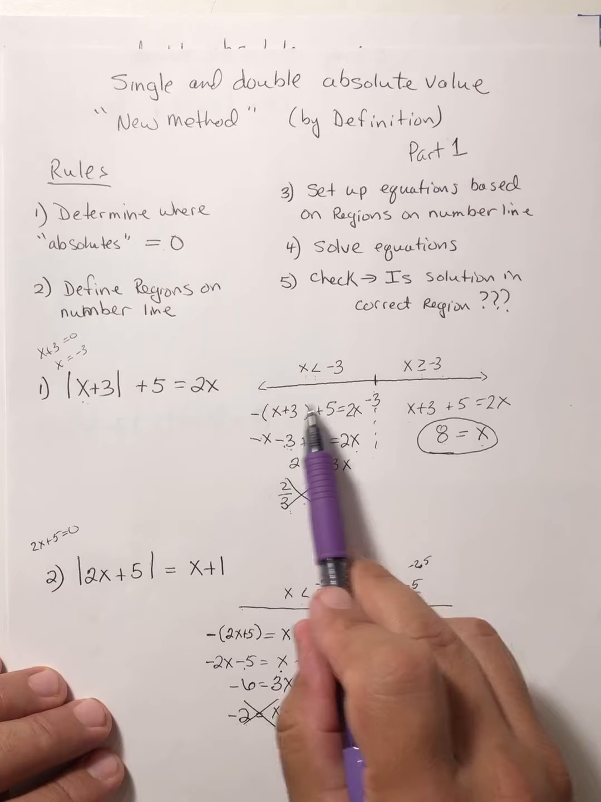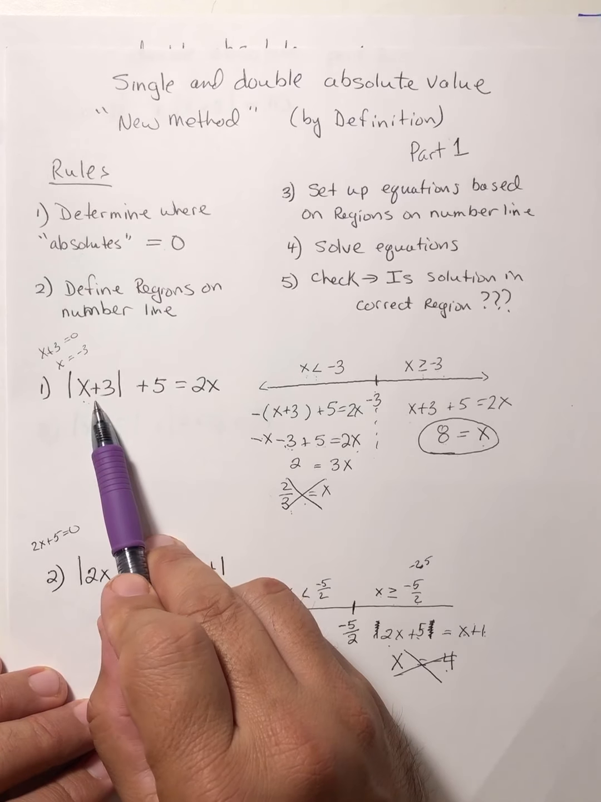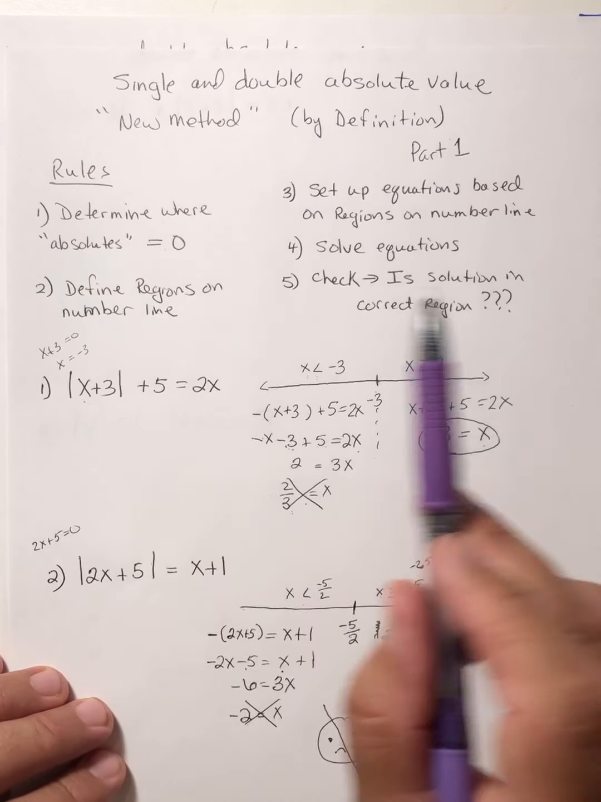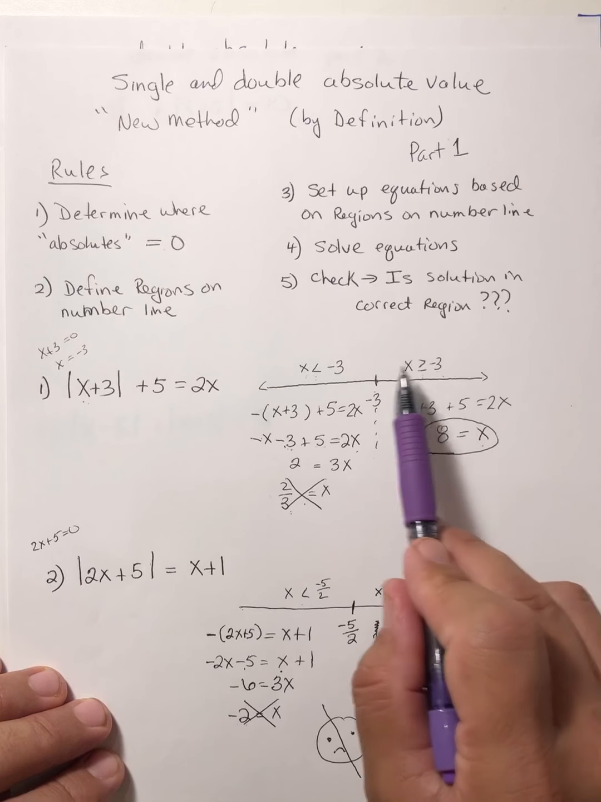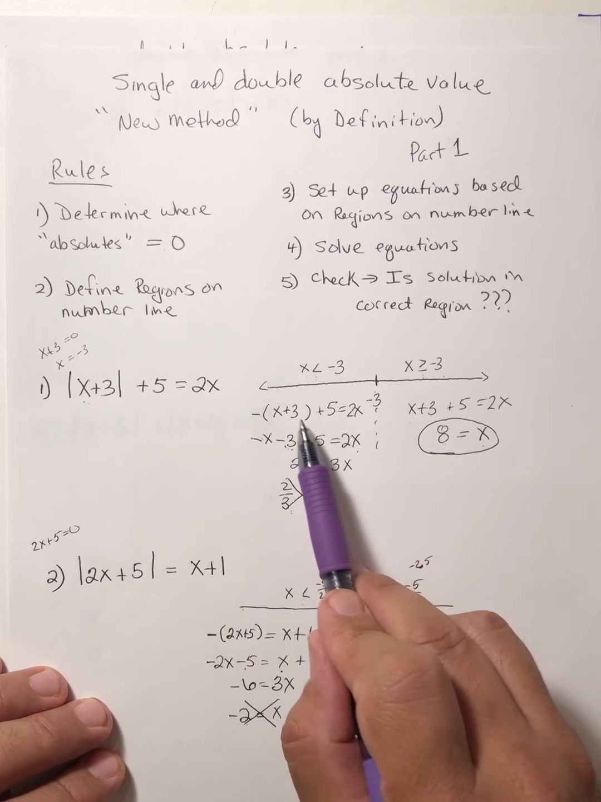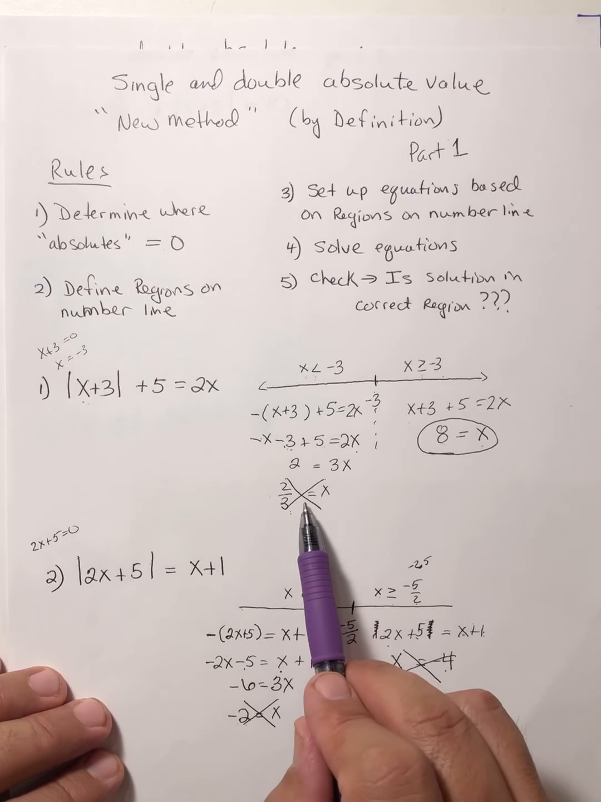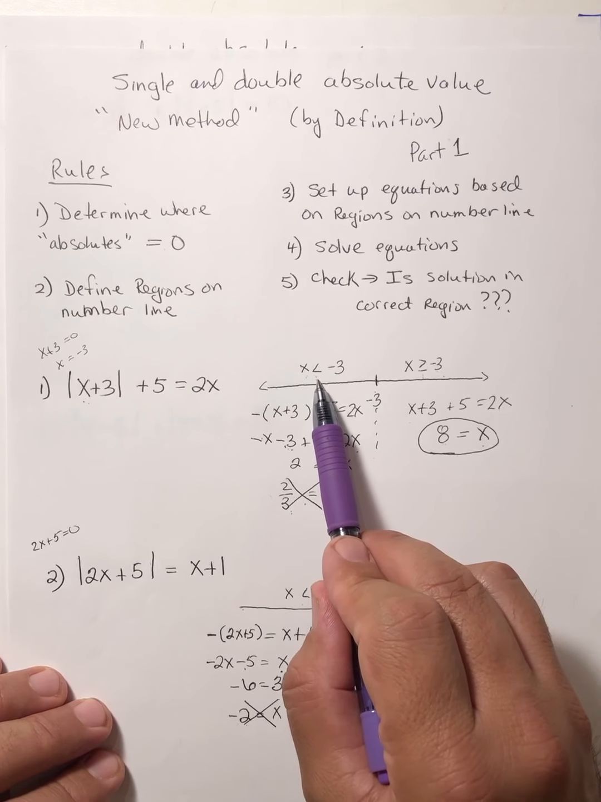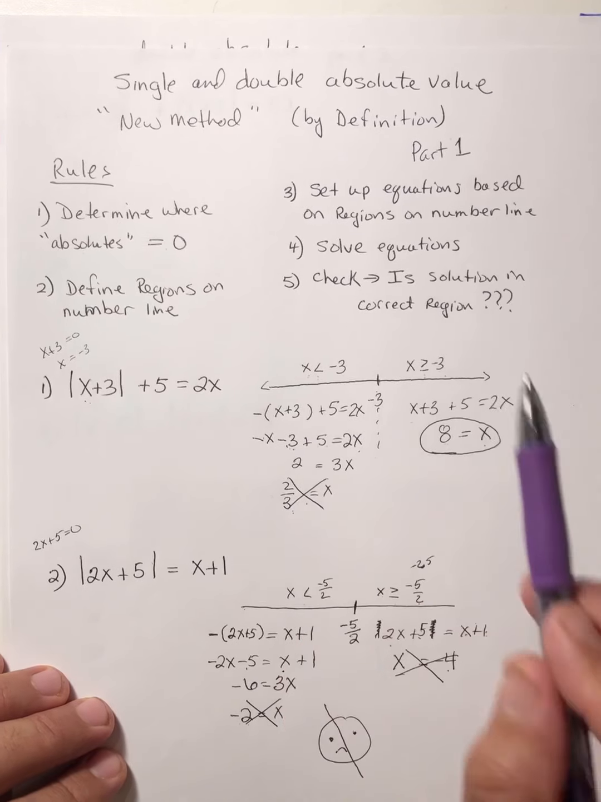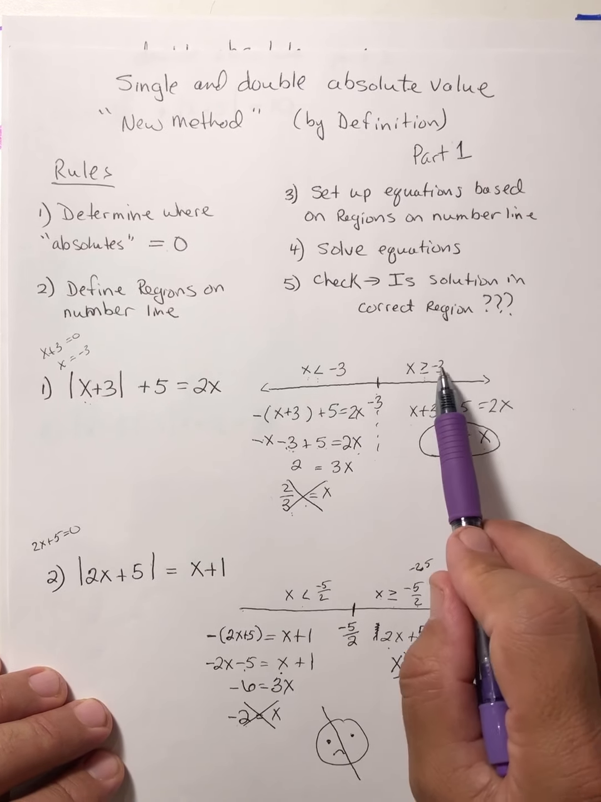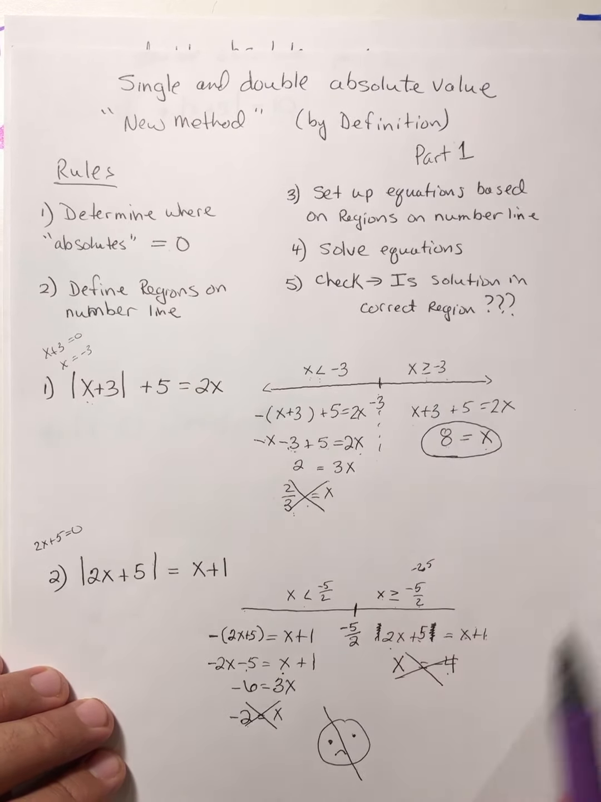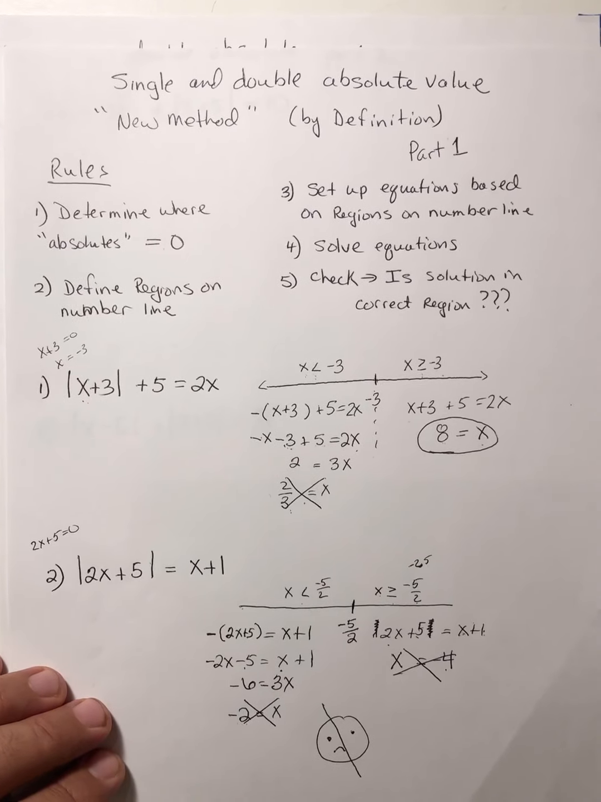Okay, so remember how we did these. We established that -3 was a 0. To the right of -3 were positives, to the left of -3 were negatives. So we did that, and we came up with our solutions. We tossed out 2/3 because 2/3 was not less than -3, was in the wrong region. We kept the 8 because 8 is greater than -3. Okay, so that's what we did the other day.